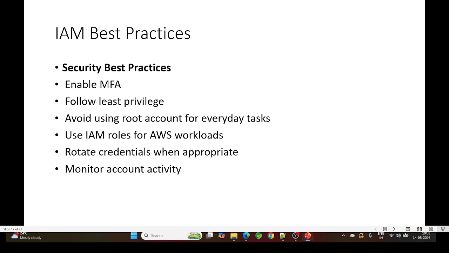Let's look at some of the important IAM best practices. Avoid using the AWS root user for everyday activities. Use MFA. Follow the principle of least privilege. For applications running on AWS services, prefer IAM roles rather than embedding long-term credentials. And regularly review permissions and account activity.